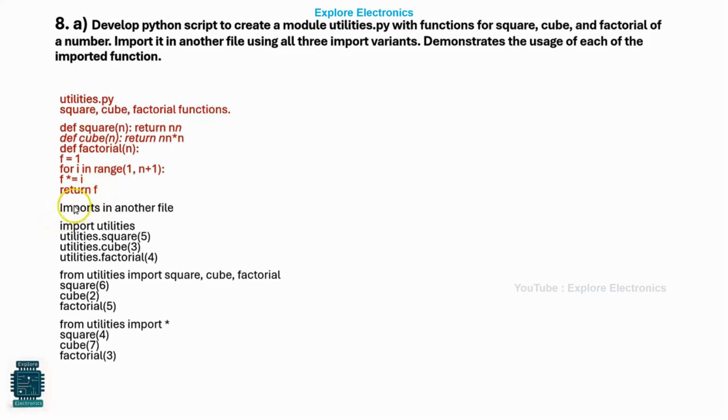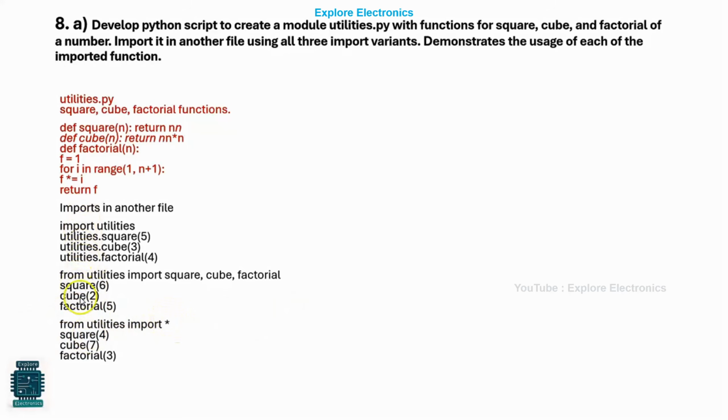We have taken here import, and after that, from utilities import star, which means module import. Specific import and wildcard import I have used. Module import means importing the entire module using import utilities. Specific import means importing specific functions using from utilities import square, cube and factorial. Wildcard import means importing all functions using from utilities import star.